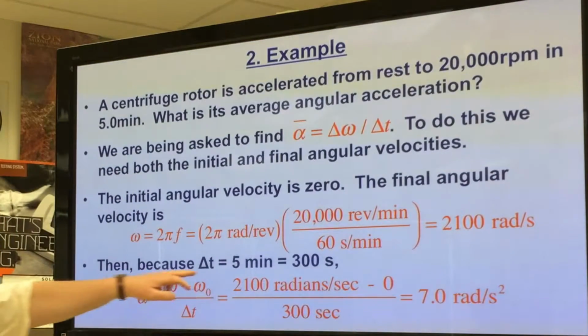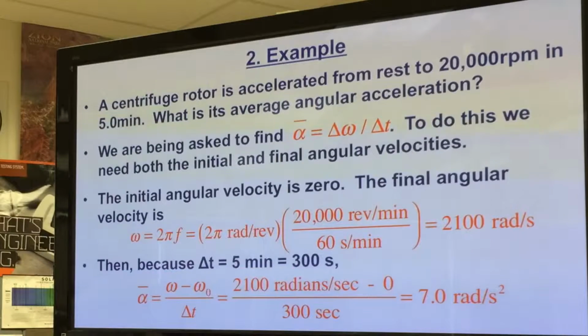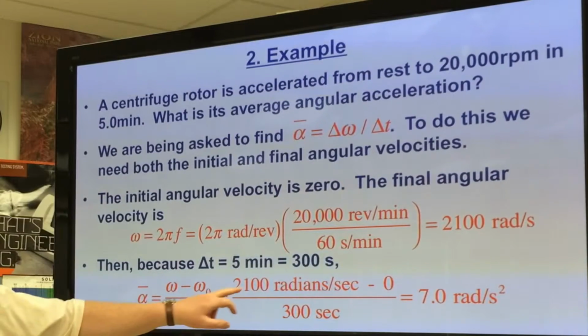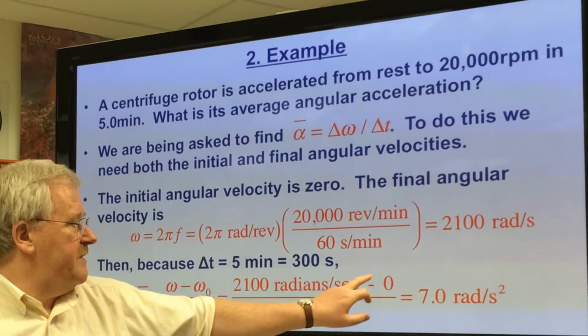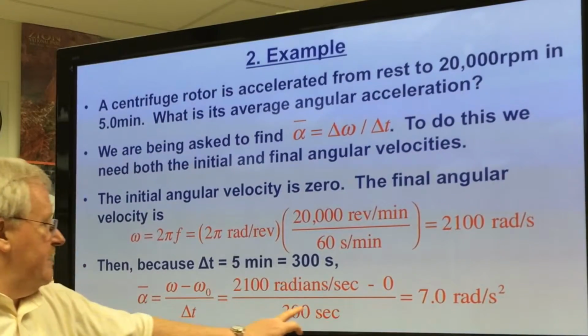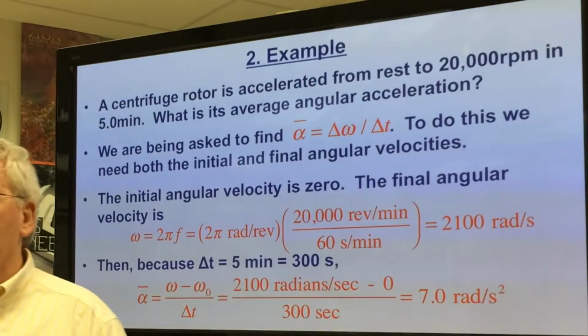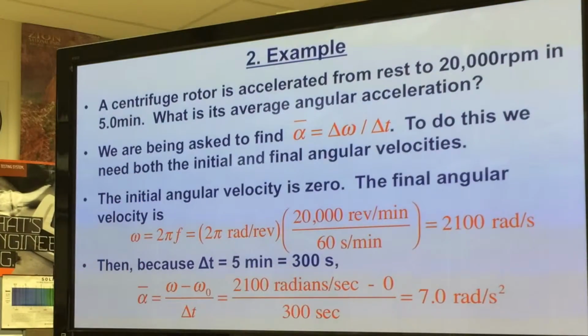Then, because delta t is 5 minutes or 300 seconds, we want to find the average. So it's going to be the final angular velocity minus the initial divided by the time, which is 2100 radians per second minus 0 because it was at rest, divided by 300 seconds, or 7 radians per second squared. Okay?